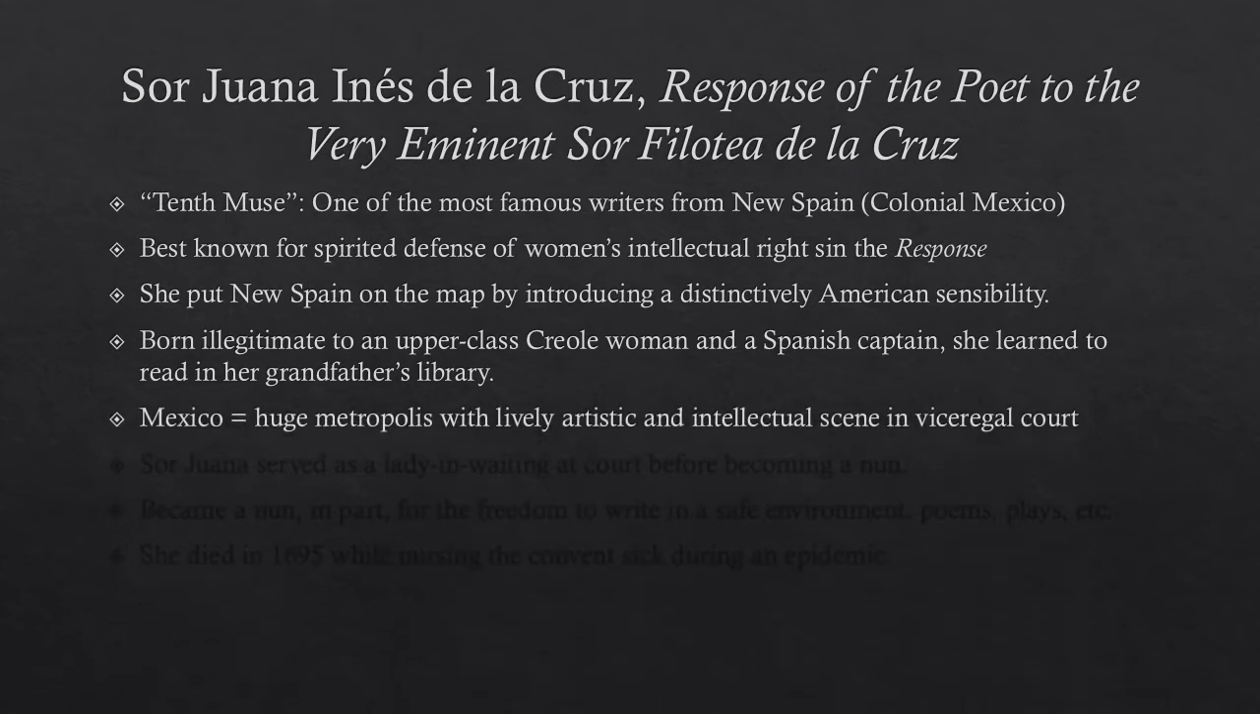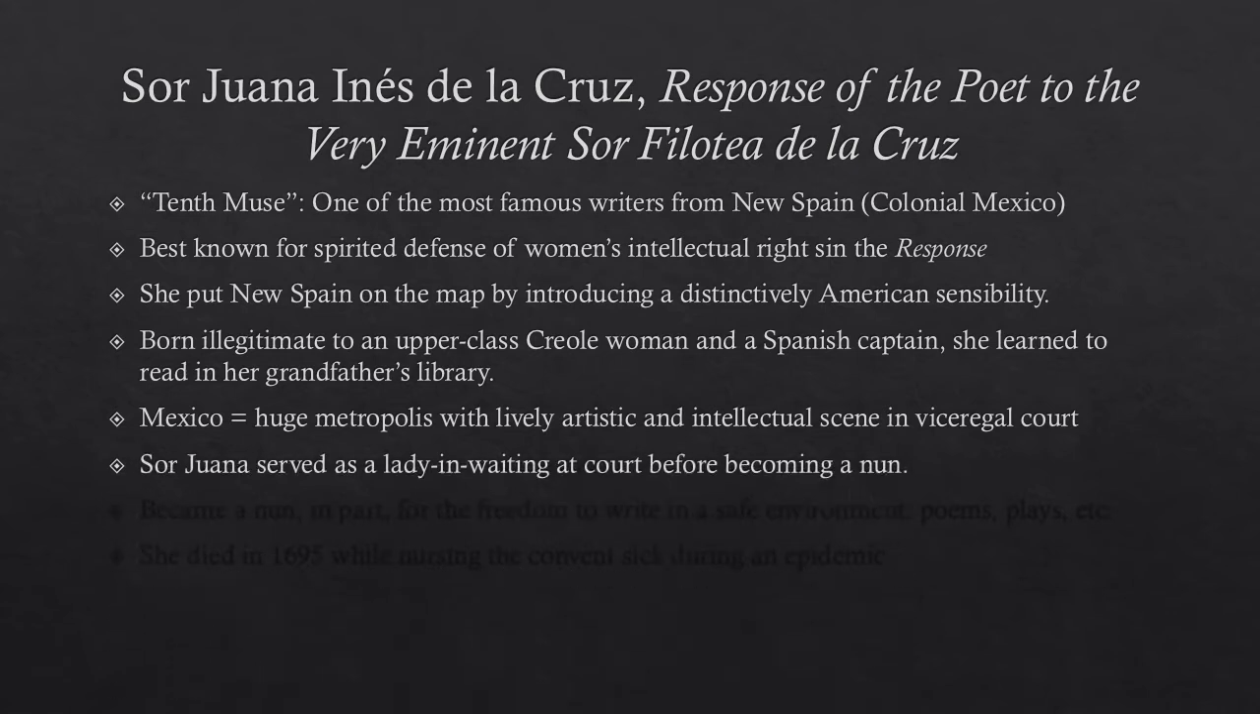Colonial Mexico at that time was a huge metropolis where there was all kinds of tension and conflict between the different racial groups because there had been so much racial intermixing, but it also had a lively artistic and intellectual scene in its vice-regal court, which was one specific part of it. And she actually got to serve as a lady-in-waiting at that court before becoming a nun, so she was exposed to some of the more artistic scene there, even though she wasn't highborn.